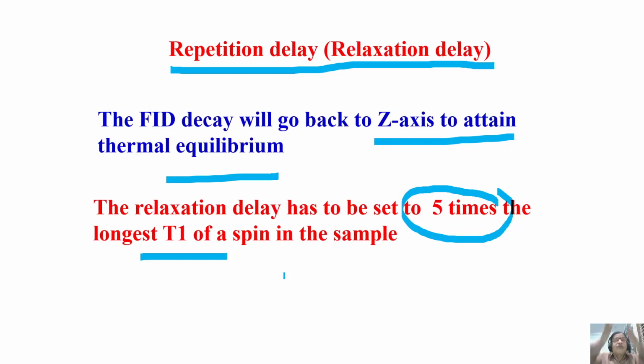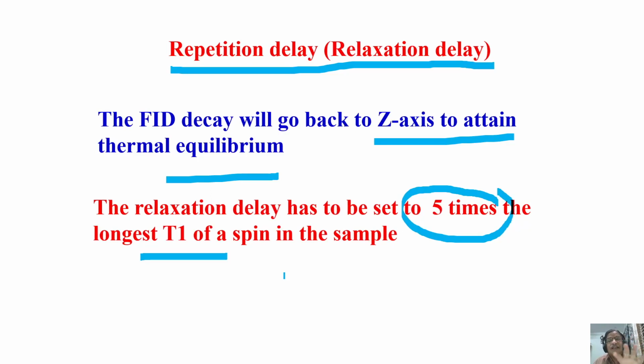Magnetization would not have grown along the z-axis. As a consequence, what will happen? You will not get the signal. You will be only acquiring the noise. So waiting to send the second pulse for signal averaging is essential.